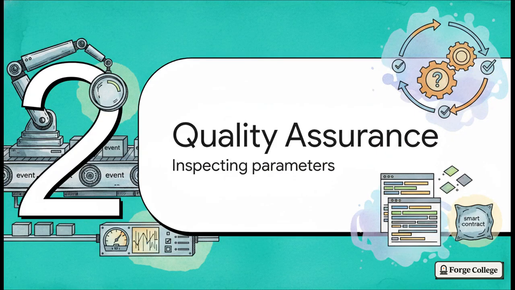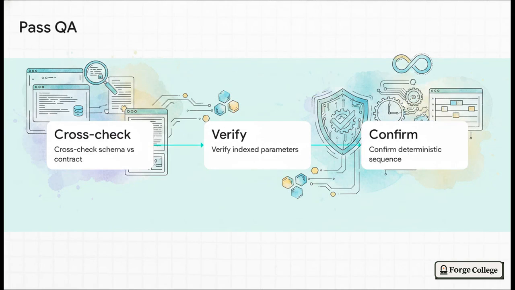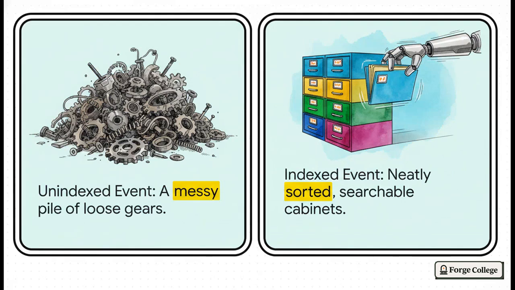Moving swiftly down the line, we hit Section 2, passing quality assurance, where we rigorously inspect our parameters. To actually pass QA, we have to systematically cross-check our code against the schema. So a quick pro tip here, just keep your schema file open on one monitor and your contract on the other. You really want to make sure your indexed fields match up perfectly. And crucially, you need to guarantee that your events are firing in a reliable, deterministic sequence. Like, if a function changes a user's balance and then updates an admin right after, your logs need to reflect that exact chronological order in the receipt. Every single time.